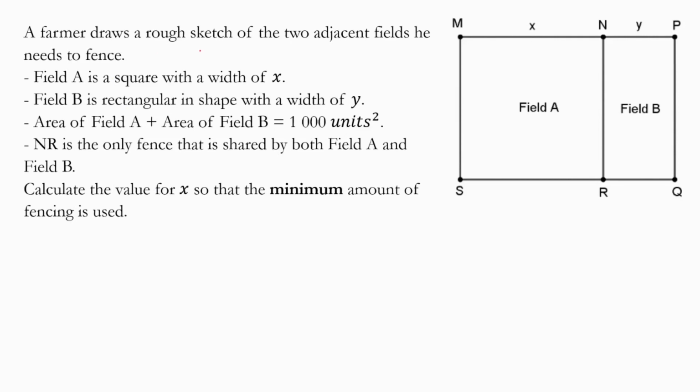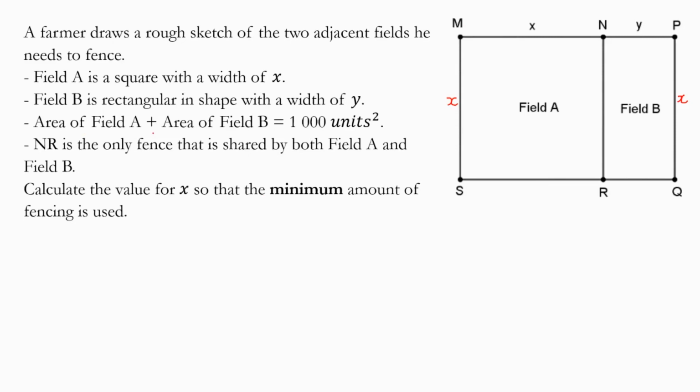A farmer draws a rough sketch of the two adjacent fields he needs to fence. Field A is a square with a width of x, so this side is also x. We did this when we were doing 11b. Field B is a rectangle with a width of y. So if field B is a rectangle, this side will also be x, isn't it? Because MPQS is a bigger rectangle there.